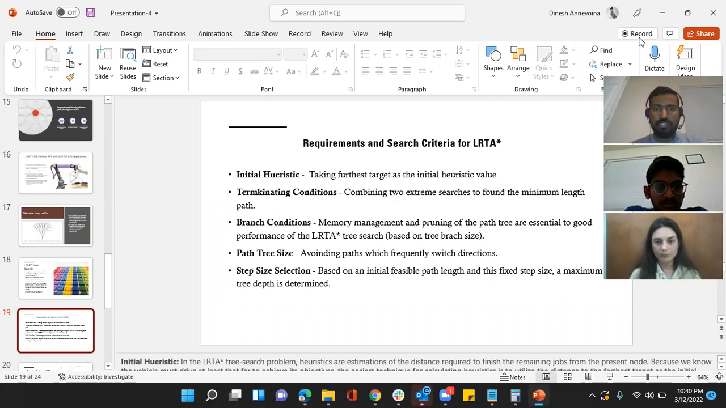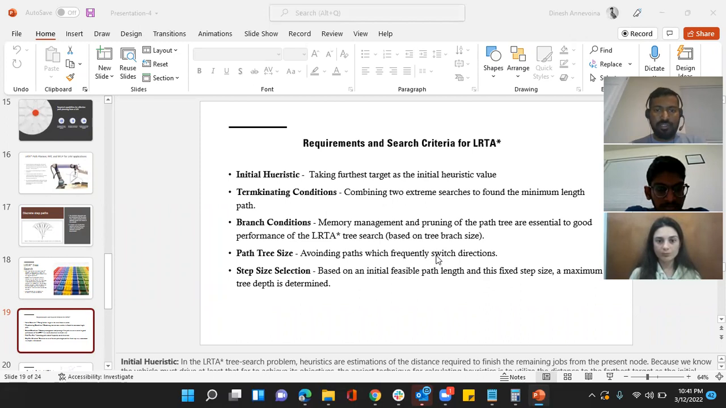Now, branch conditions. Branch conditions are more of a memory management. So storing the information of the path size or the cost values and all. So branch conditions will take care of that. In a tree-based search, basically, it is all based on branch size.